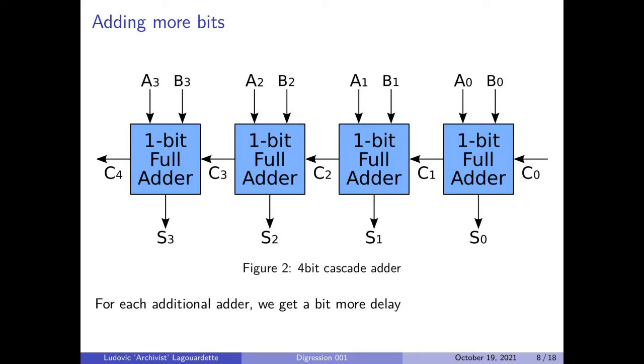So this is a 4-bit cascade adder. We take the inputs and we cascade them around. So this way we can add 4 bits, and you can imagine expanding that for 32 bits. But for each adder we add, you notice that it depends on the adder before it. So it adds a little bit of delay.